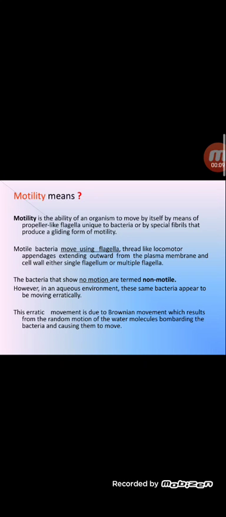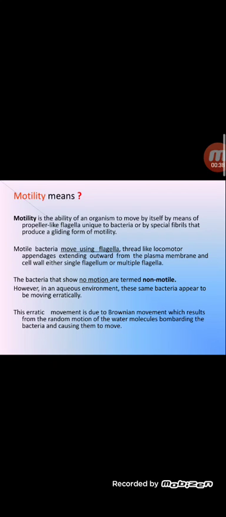So next is about motility determination. Before going into it, what is motility? Motility is the ability of an organism to move from one place to another by means of flagella, cilia, or special fibrils which produce gliding motion.